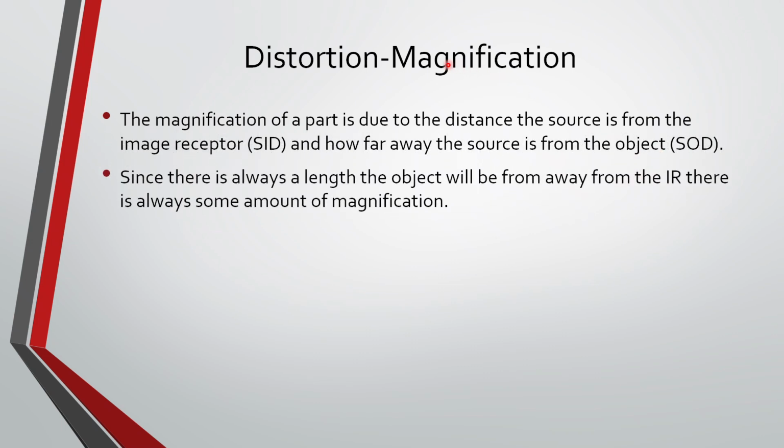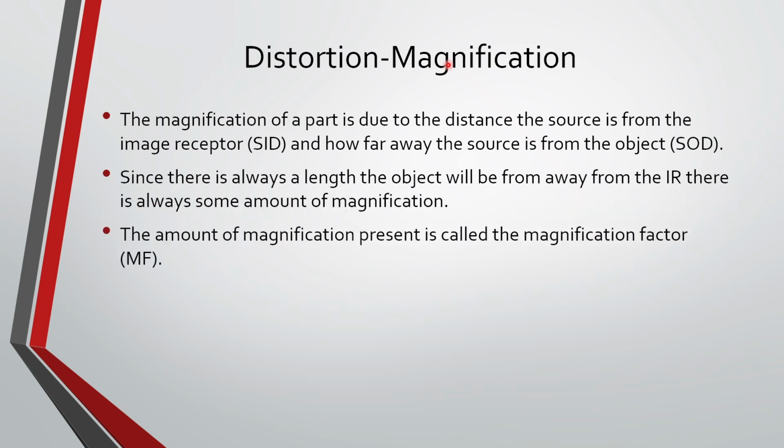Since there is always a length, the object will be away from the IR. No matter what you're imaging, there's always going to be some distance away from the IR, even if you put them right up against it, due to the part being 3D, the thickness of the part. Even if it's the hand, and we're doing it PA, the posterior portion of the hand is going to be some distance away from the IR, so there's always going to be some object distance. So there will always be some kind of magnification.